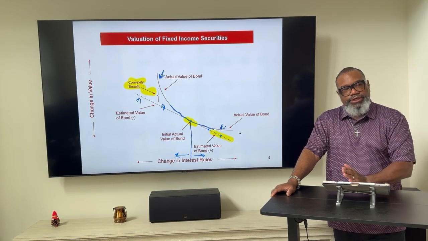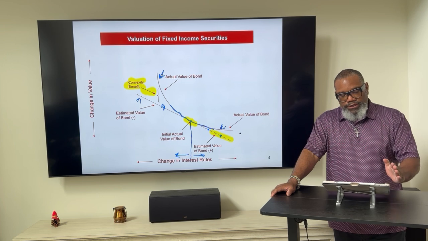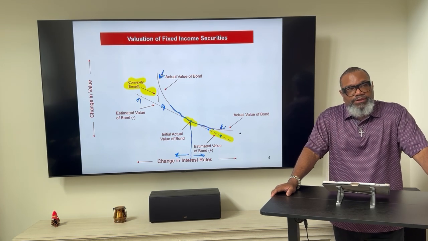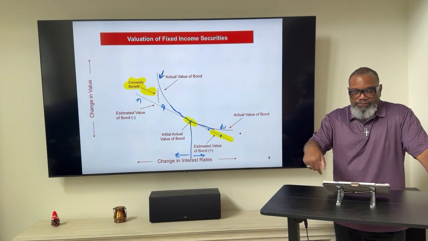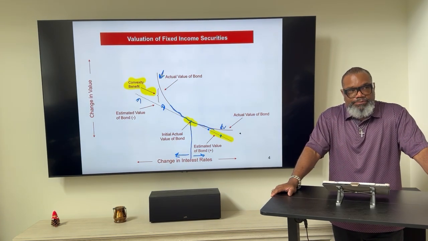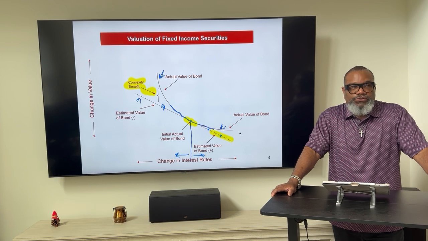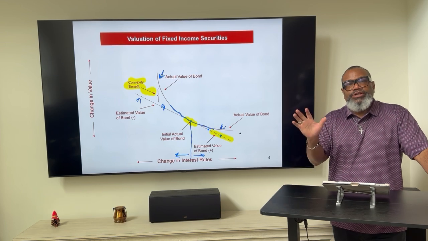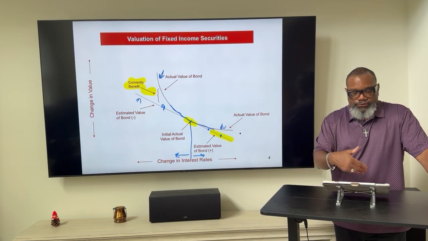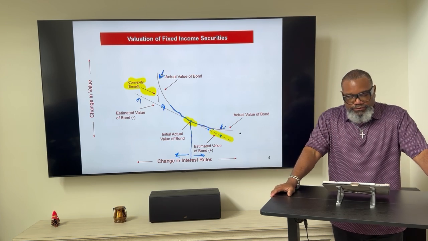Now, if the change in interest rates is large, then you see that dotted line starts to diverge from the curved line, which represents the actual value of the bond. That's because this is a first-order, or linear, approximation of the change in value. So if the shift in interest rate is pretty high, then we're going to need more than duration. We'll need convexity as well.